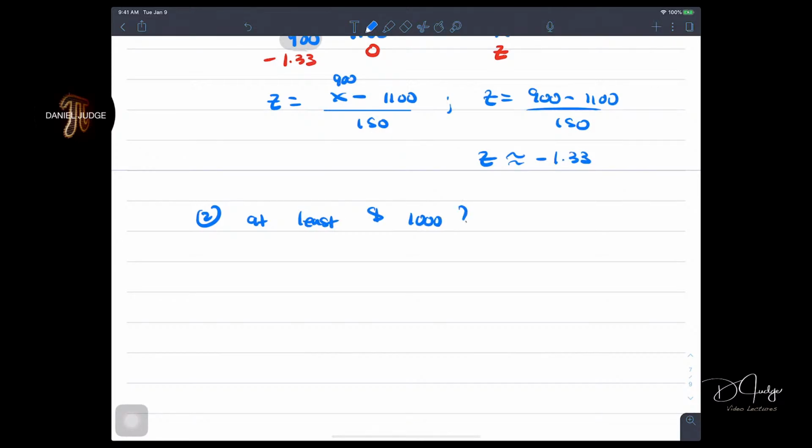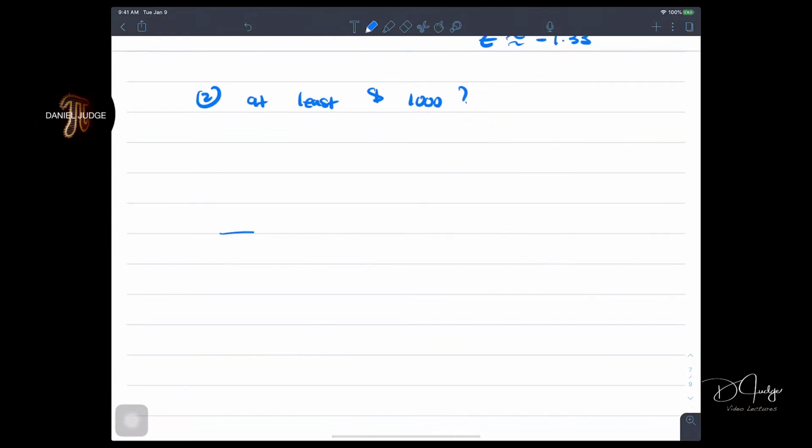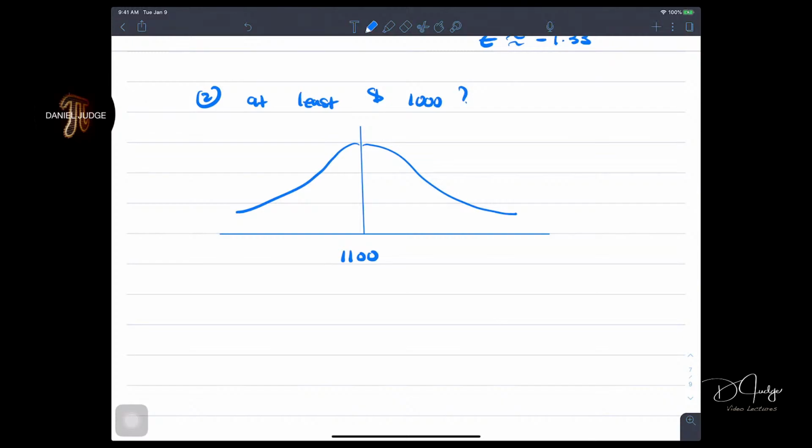$1,000. Okay. Draw a picture of the question. The center this time is 1100, right? We're drawing a bell. $1,000 is still to the left. 1,000 in relation to 1100. So 1,000 is to the left.